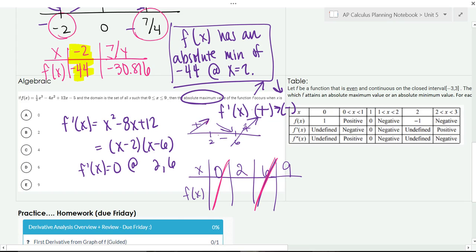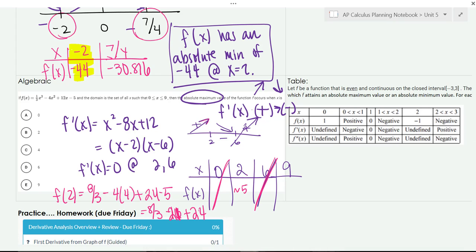So plugging in, 2 cubed is 8, so we have 8/3. Let's do f of 2. And really, you just have to get an idea of what that value is. So minus 4 times 4 plus 24 minus 5, right? So we have 8/3 minus 16, or minus 21, plus 24. So I can get a little bit of a guess that this is going to be somewhere around 5, right? Somewhere in that neighborhood. Let's see if we need to be more specific after substituting for 9.